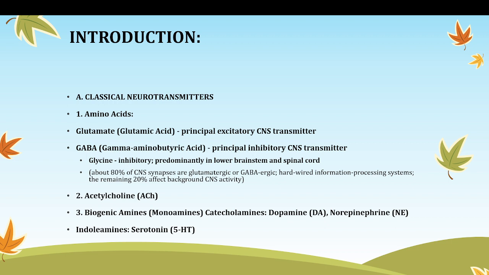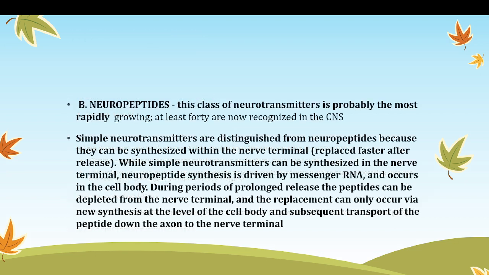So, classical neurotransmitters: you can classify neurotransmitters into three. One is the amino acid derivatives, that is glutamic acid, the principal excitatory CNS transmitter. Gamma aminobutyric acid is the principal inhibitory neurotransmitter. Glycine is inhibitory predominantly in the lower brainstem and spinal cord. Acetylcholine, biogenic amines, indoleamines, serotonin. Neuropeptides: this class of neurotransmitters is probably the most rapidly growing, at least 40 are now recognized in the CNS.